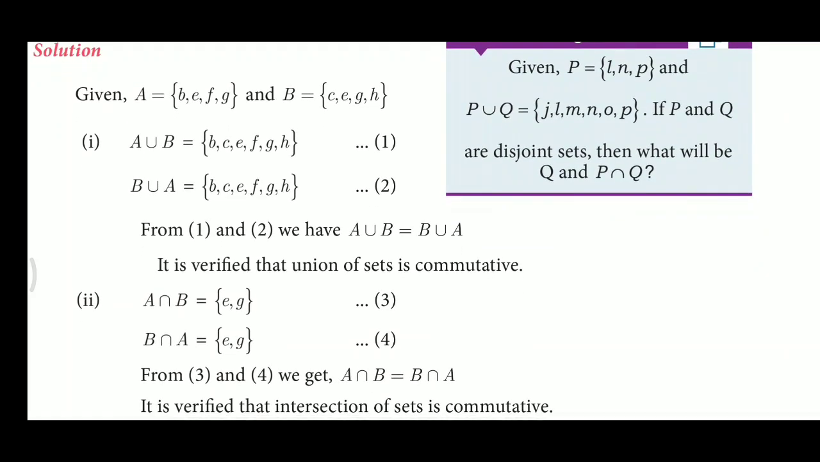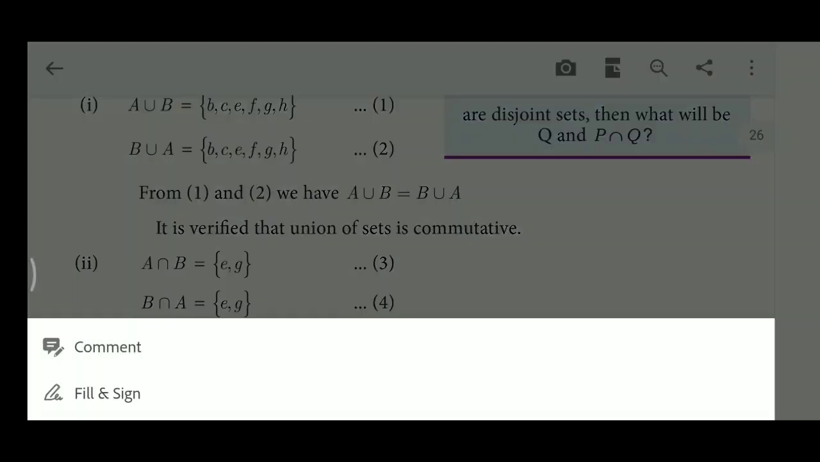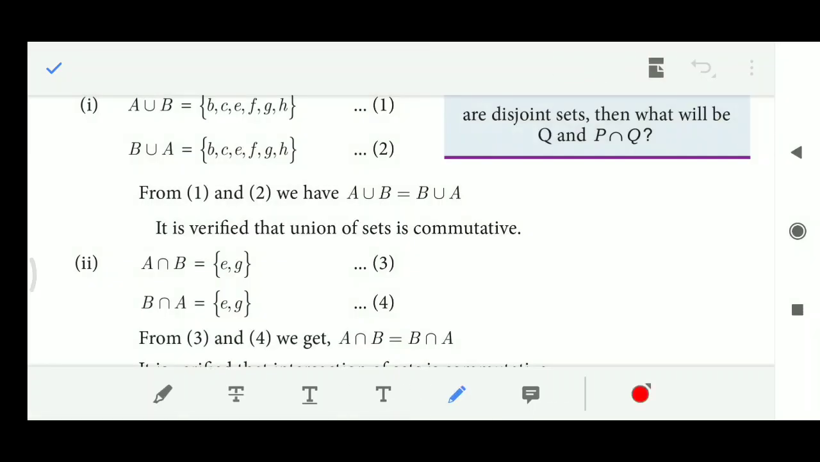Now intersection of sets. A intersection B. Here the common elements between A and B are E and G. So A intersection B is E and G. Then the intersection of B with A gives E and G.